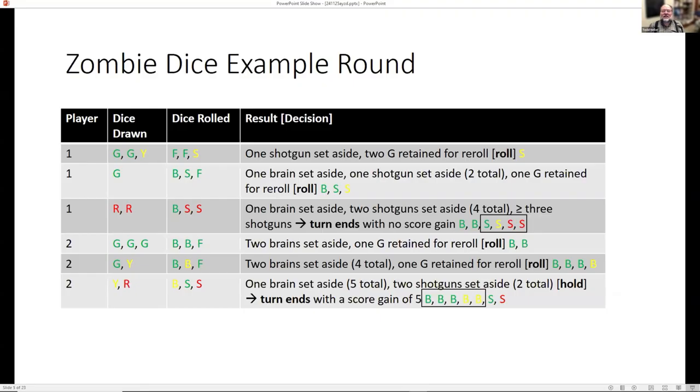It's as if the turn doesn't happen. Yet if there was scoring in prior turns, those points are retained. Only the points, the potential points in the form of brains, are lost.